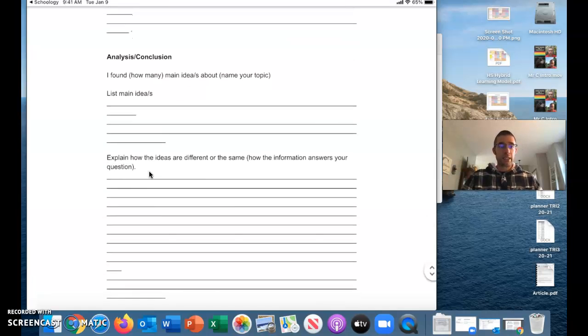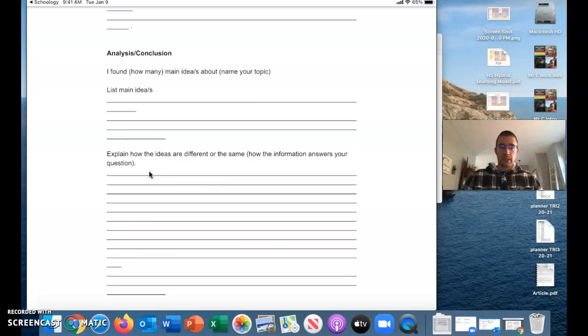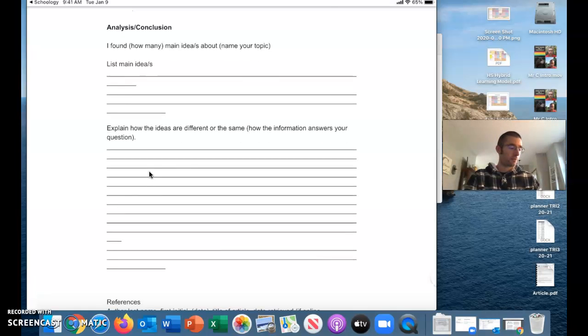Eventually down here in your analysis and conclusion, you need to talk about your solution, right? What solutions have people come up with? So you're listing your main ideas and explaining how those main ideas answer your research question.